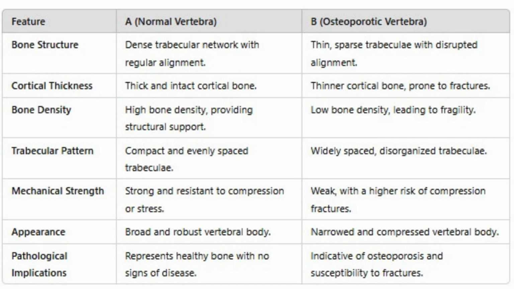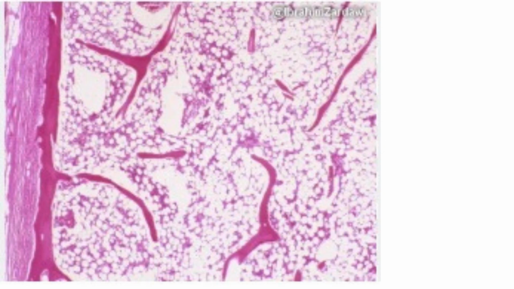strong and resistant to compression in case of stress in normal, and weak with a higher risk of compression fracture. Appearance: broad and robust vertebral body, versus narrowed and compressed vertebral body. Pathological implication: represents healthy bone with no signs of stress, versus indicating osteoporosis and susceptibility to fracture. If we observe the osteoporotic bone under the microscope, you can see microscopically there are wide spaces and the bony trabeculae are thin.